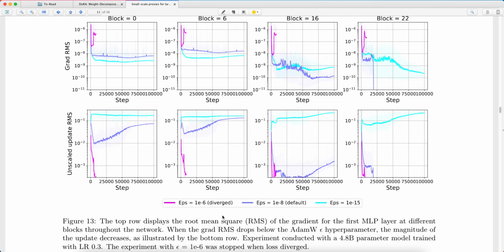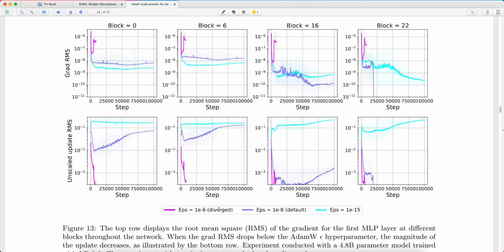The top row displays the root mean square of the gradient for the first MLP layer at different blocks throughout the network. When the grad RMS drops below the AdamW epsilon hyperparameter, the magnitude of the update decreases. Okay, so 1e-6 diverges. 1e-8 is default. 1e-15 is, I think, better because the root mean square stays between 0 and 0.1, or no, wait, between 0.1 and 1? I'm not sure.